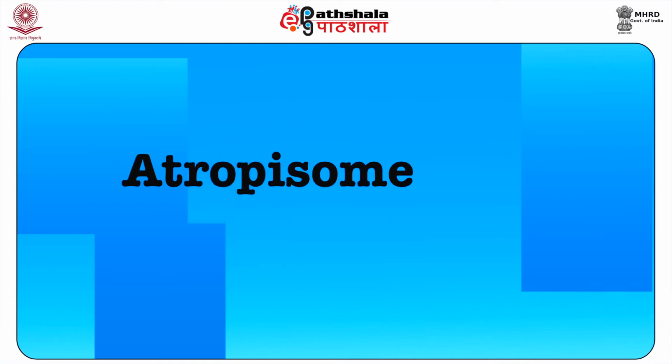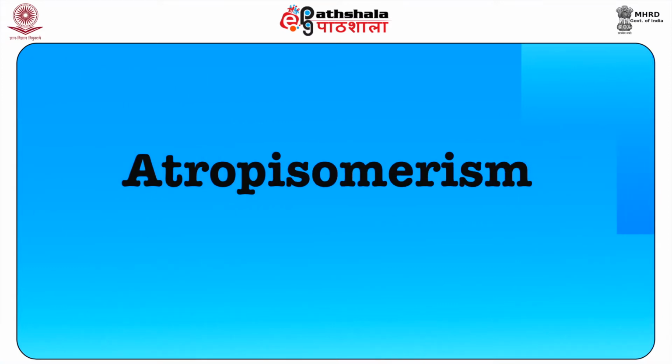Now let us introduce this topic of atropisomerism to you students. Atropisomers can be defined as isomers that can be isolated due to prevention or restriction of rotation about a given single bond, usually between two planar moieties. The term atropisomerism comes from the Greek words a for not and tropos, the Greek term for turn.